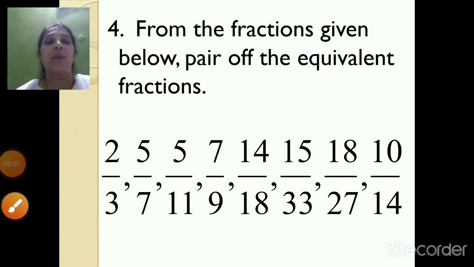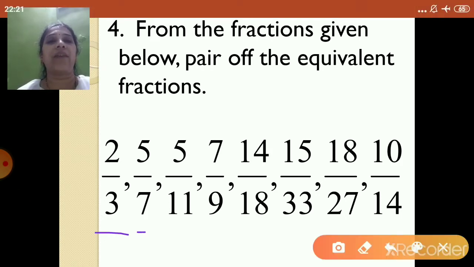So 2 upon 3. Now 2 upon 3 children, it is not further divisible. So let's go to the next fraction, 5 upon 7. Now 5 upon 7 also, if you can see, it is not further divisible. Then 5 upon 11, that is also not further divisible. Then 7 upon 9, that is also not further divisible. So 2 upon 3, 5 upon 7, 5 upon 11 and 7 upon 9, these are not further divisible.